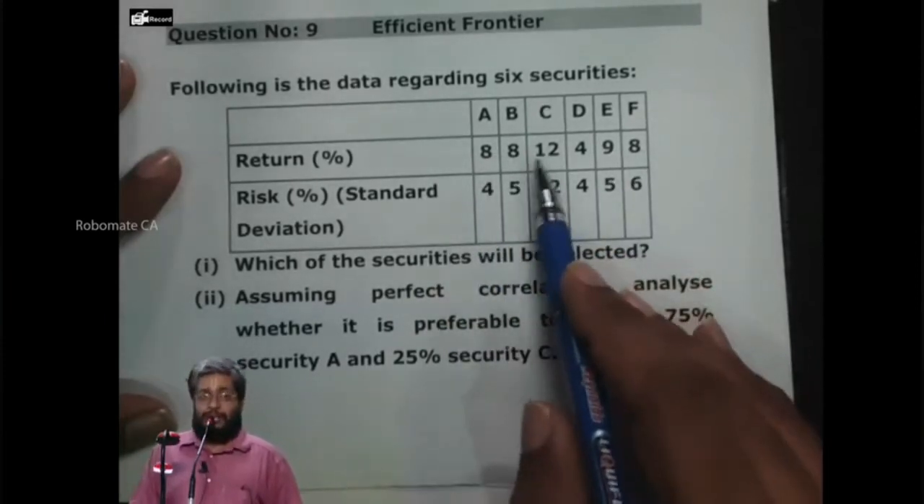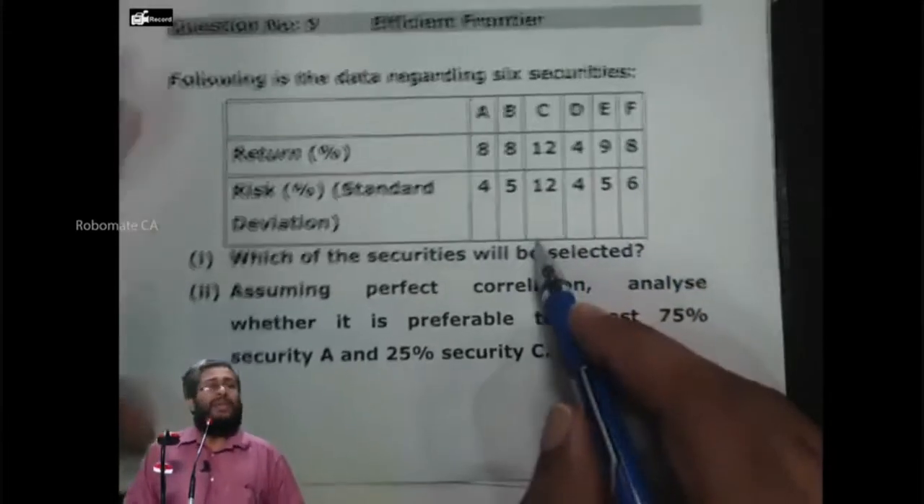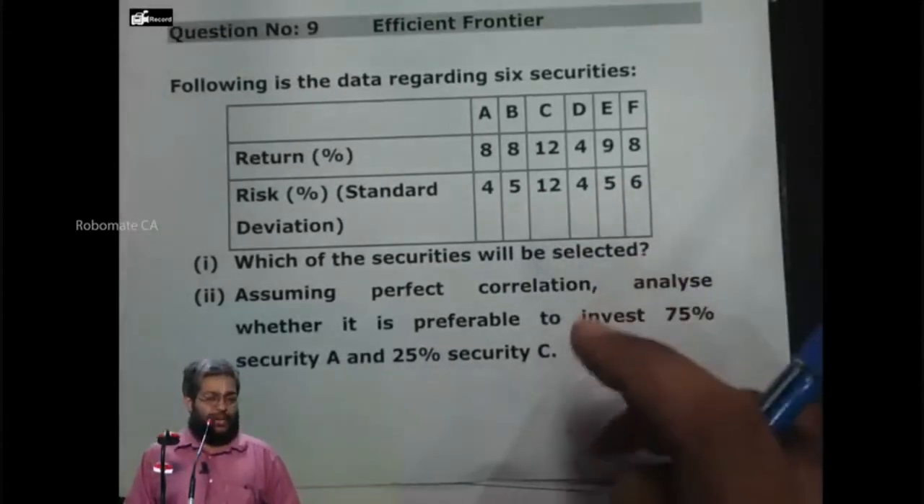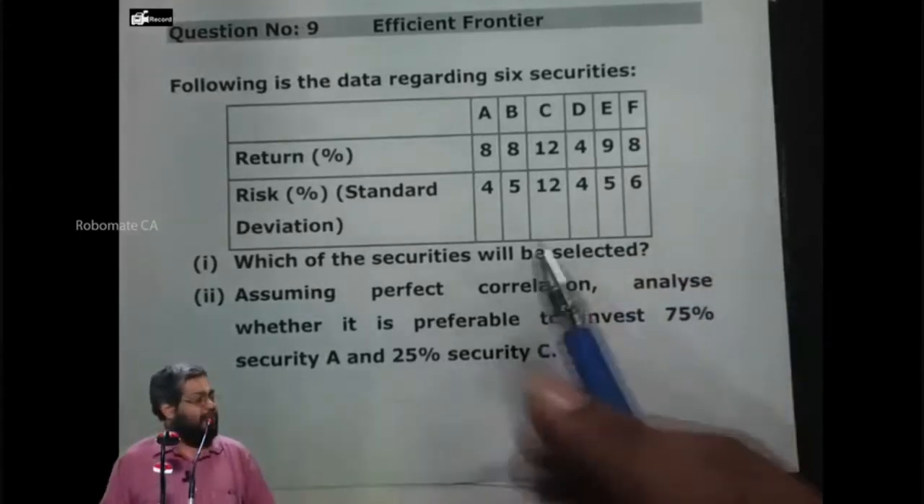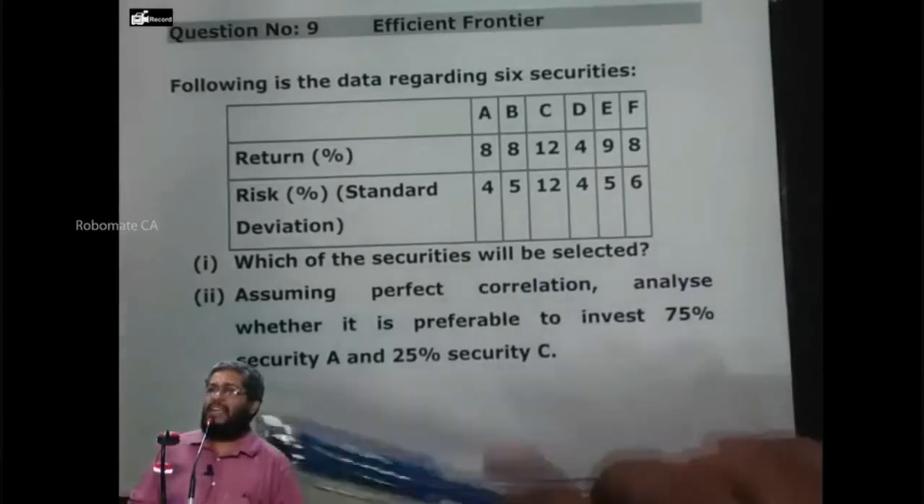Inferior to B also, because for the same return having what? A lower risk. Right or not? Now, any number of inferiority one can find out. If I find out one inferior itself, it becomes what? Inefficient. Right or not? Now, tell me, A, B, C, D, E, F.